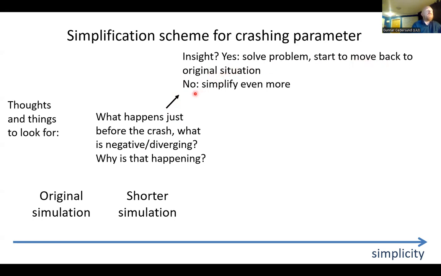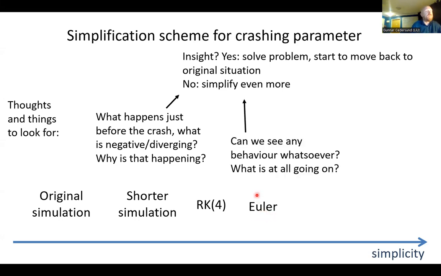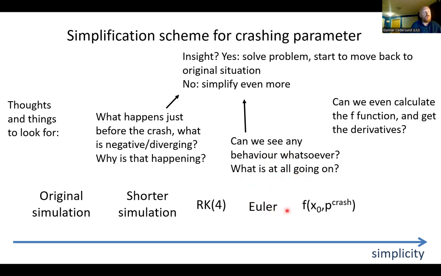But if this doesn't work, if you can't simulate shorter, then maybe you should try a more robust solver that doesn't do this change of step size, just to get some kind of feeling for what's going on. Maybe a Runge-Kutta fourth order, or even an Euler forward, which is very robust. It produces something. It might not be very accurate, but it produces something, so it doesn't crash as often. At least if you just do a little bit. So can we see any behavior whatsoever? What is it all going on? This is what you are starting to wonder here.